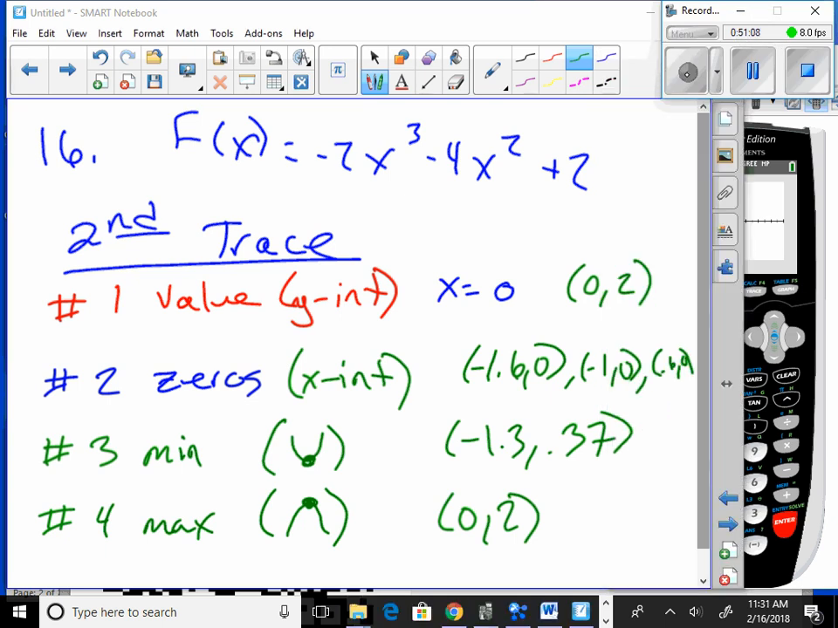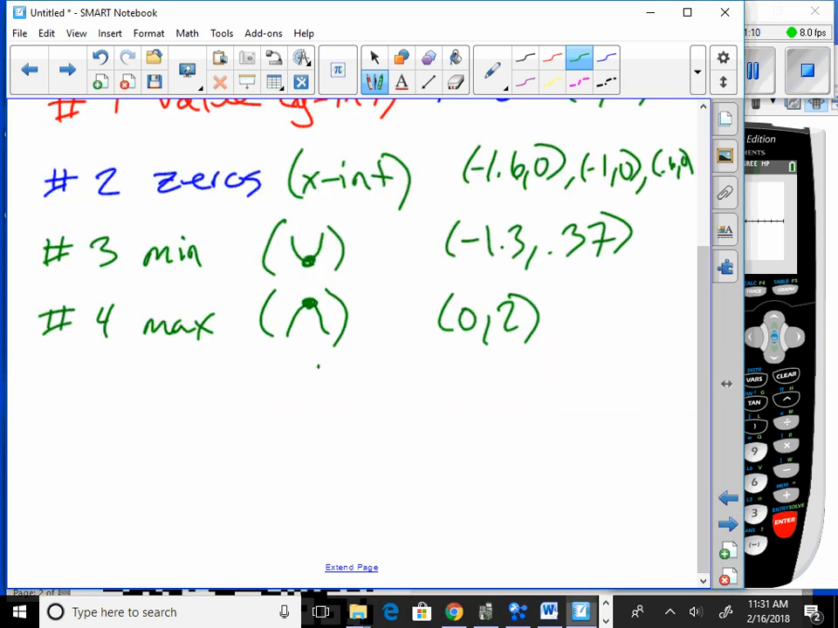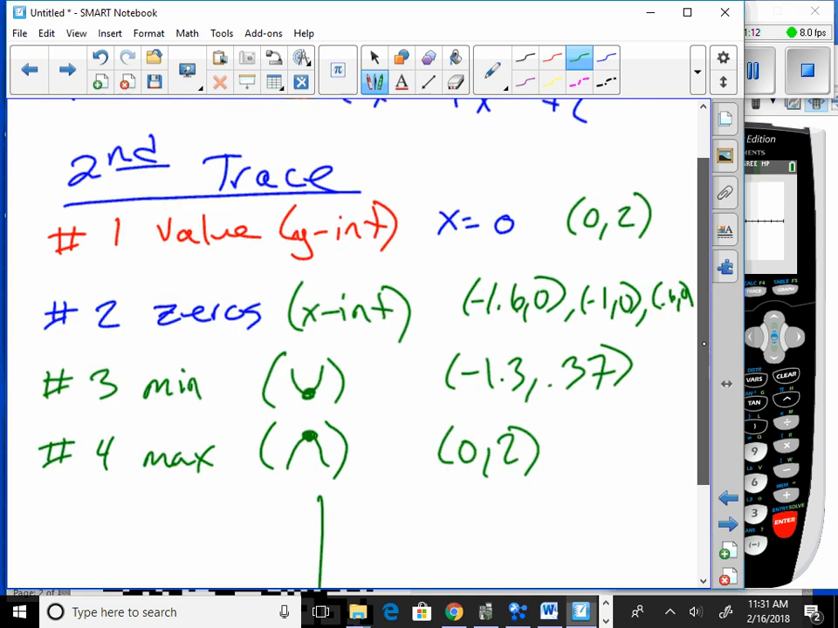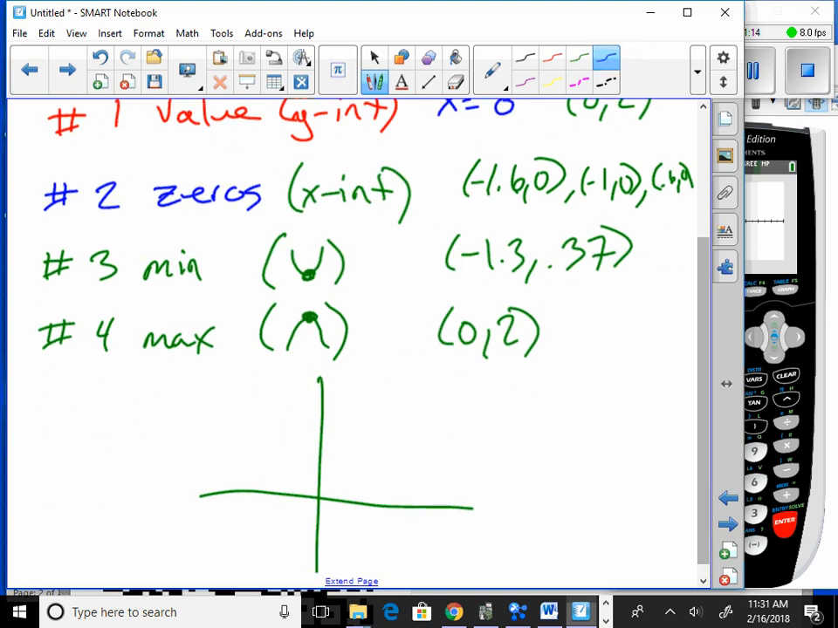So now graphing, I will graph my 0, 2, and then negative 1.6, 0 would be about there, negative 1, 0, and then 0.6, 0.